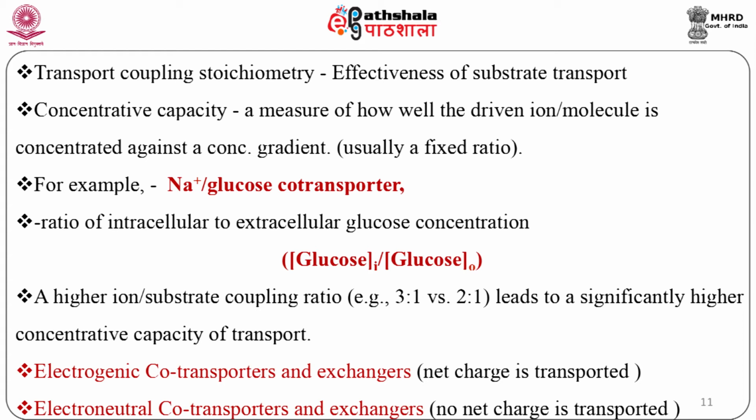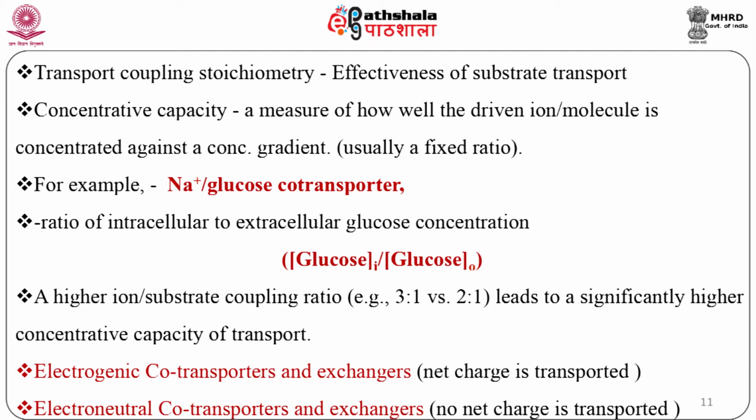Cotransporters and exchangers may be electrogenic or electroneutral. A transporter that leads to net translocation of charges across the membrane is said to be electrogenic. For example, with a coupling stoichiometry of 2 Na+ ions to 1 glucose molecule, Na+ glucose cotransporter, SGLT, represents an electrogenic process. Such charge movement across the membrane leads to small electrical current, and therefore electrophysiological methods may be used to measure the activity of electrogenic transporters.